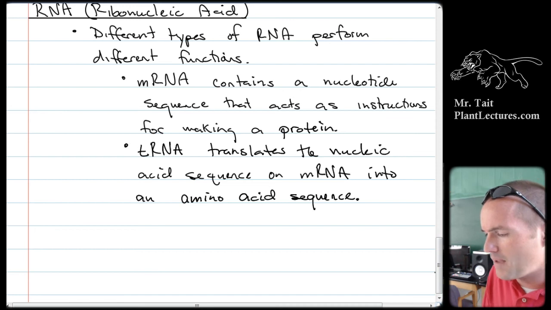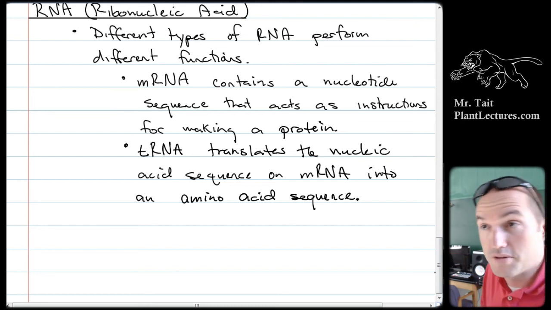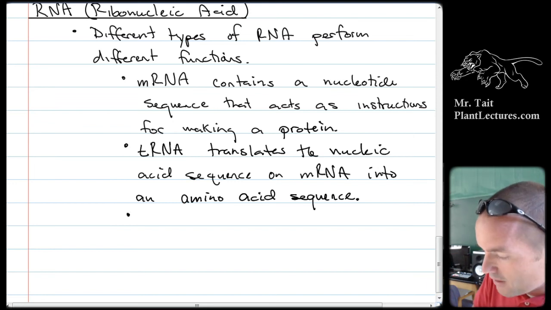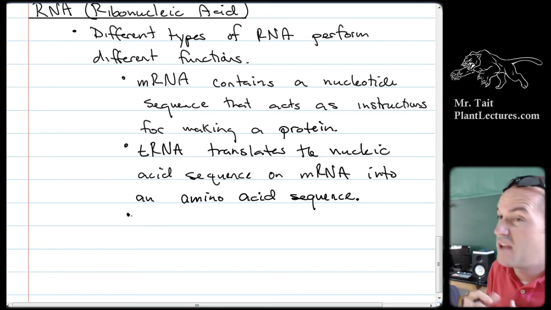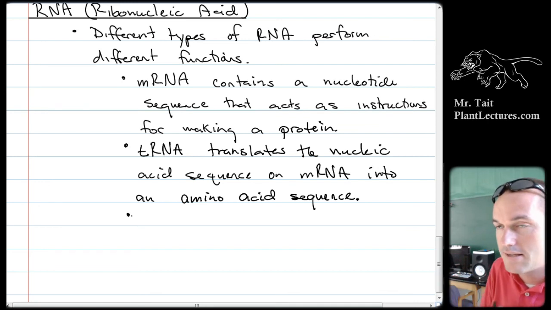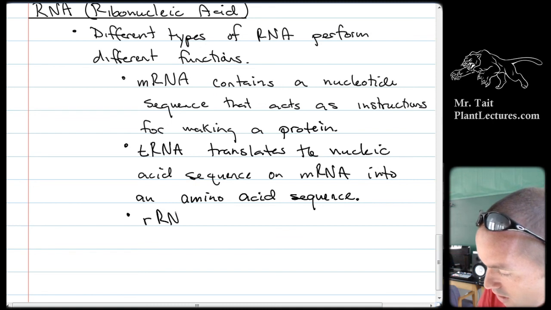And if you are making an amino acid sequence, what is an amino acid sequence? What is that? Protein, yeah. So we're making proteins. That's the whole idea here. All right. Now, if you're making an amino acid sequence, you've got to bond them together. And if you're bonding them together, you've got to have some sort of enzyme that is going to do that because it's going to require energy. So the enzyme that does it is rRNA.